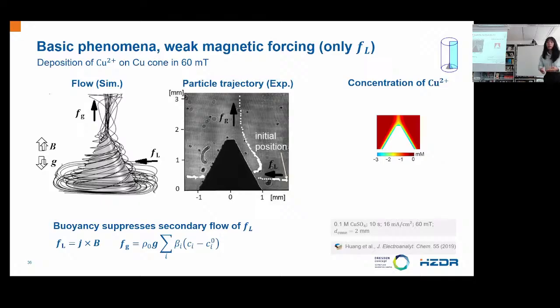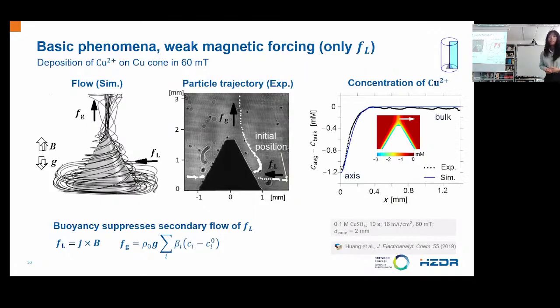And if we plot the concentration profile along this white arrow, we see that experiment and simulation are in good agreement, and around the cone tip we have decreased concentration. This means that in this case, the magnetic forces are too weak, and the buoyancy force is dominating over the secondary flow of the Lorentz force, and it could not enrich the metal ions around the cone tip, which is not desired for cone growth.